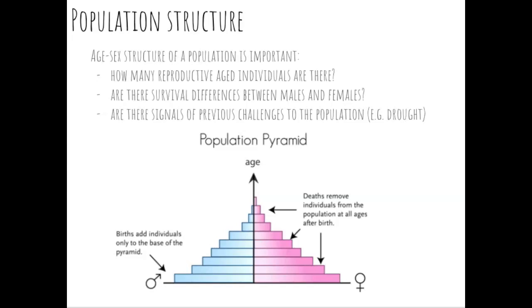It can also show us, are there survival differences between males and females? And are there signals of previous challenges in your population, something like a drought, which would be shown by having an indent into your population. And so the population structure of your population will determine the shape of this pyramid and whether it looks like a pyramid or if it looks a little bit different. So we're going to go through a couple different examples.